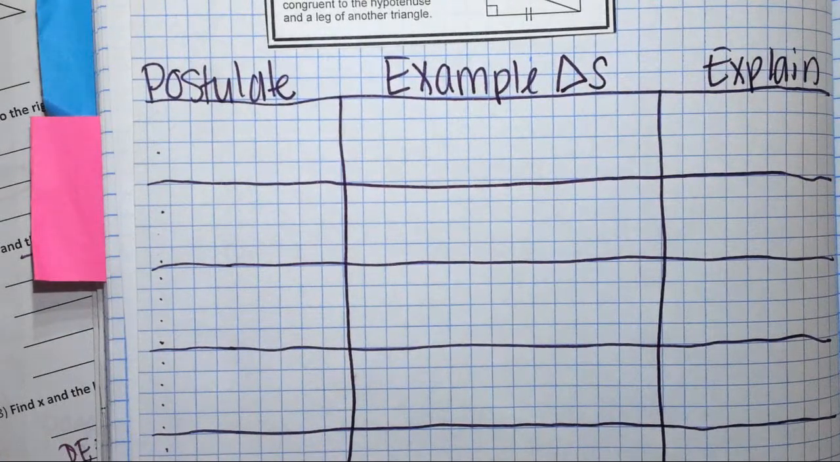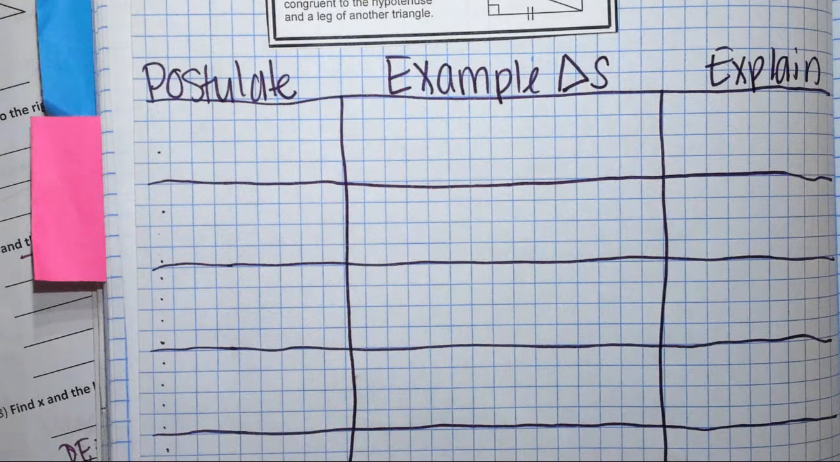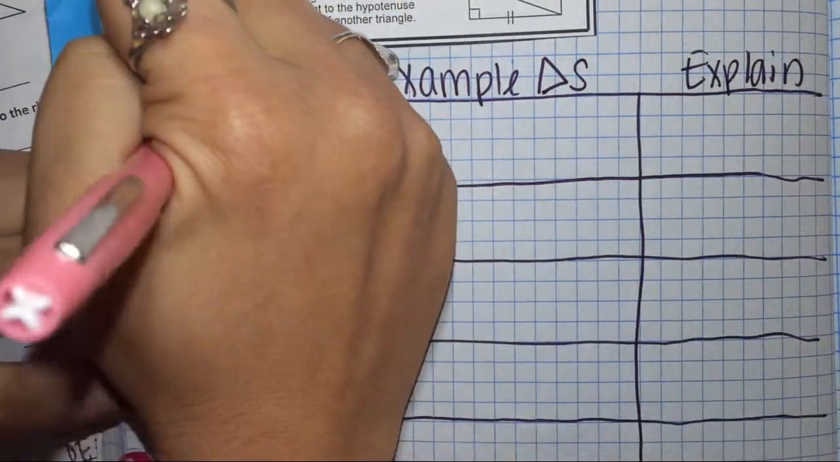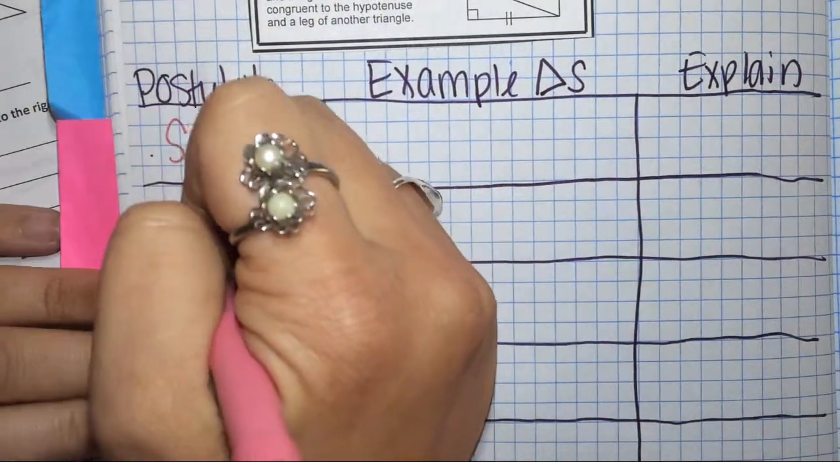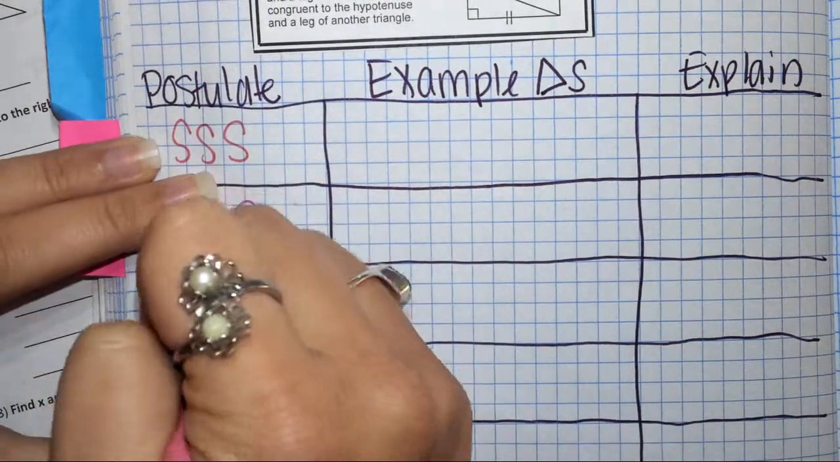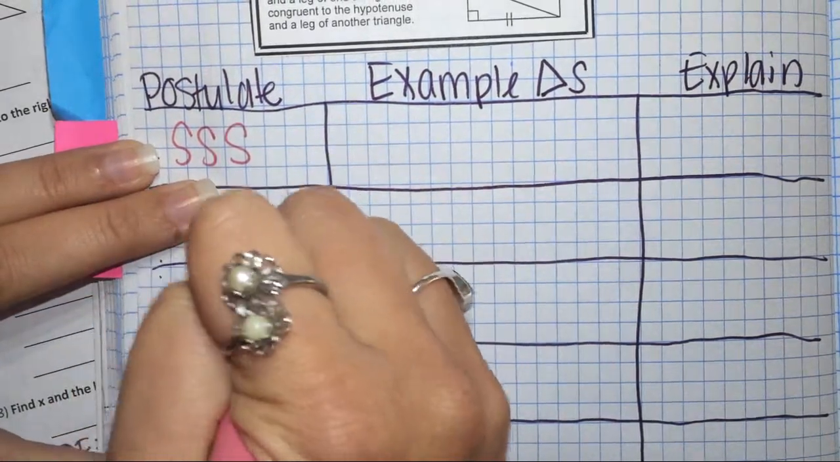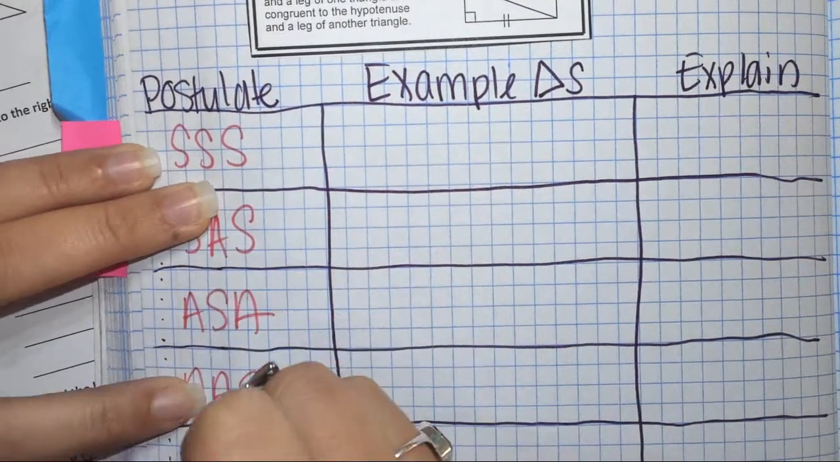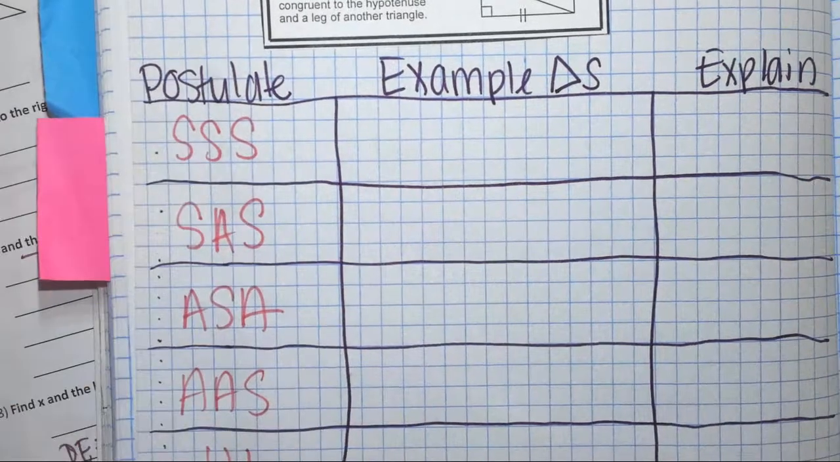Alright, postulate, example triangles, and then you're going to explain it. Alright, so our first postulate that we learned was side, side, side. So I'm going to write S, S, S. And then side, angle, side. And then angle, side, angle. And then angle, angle, side. And finally, hypotenuse, leg.